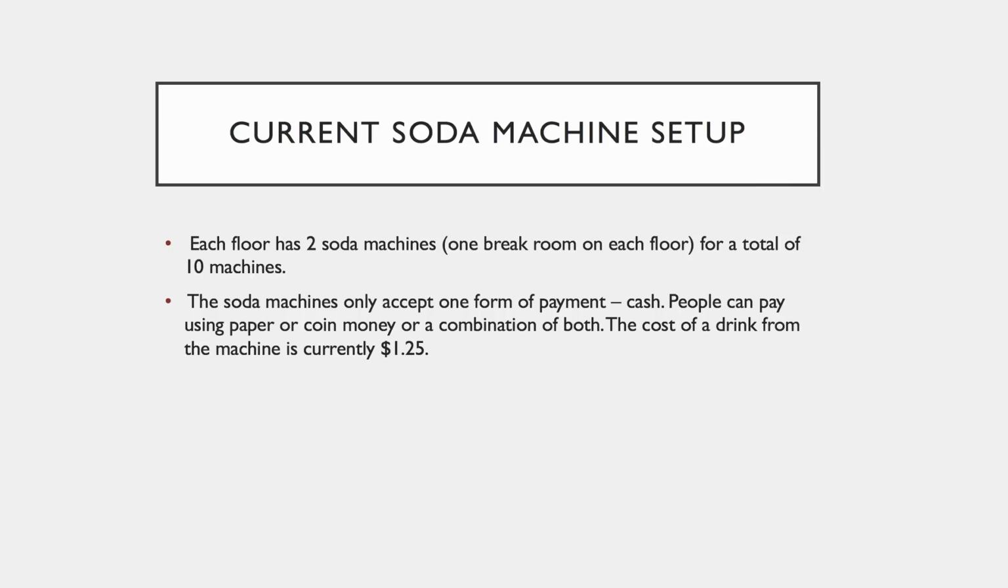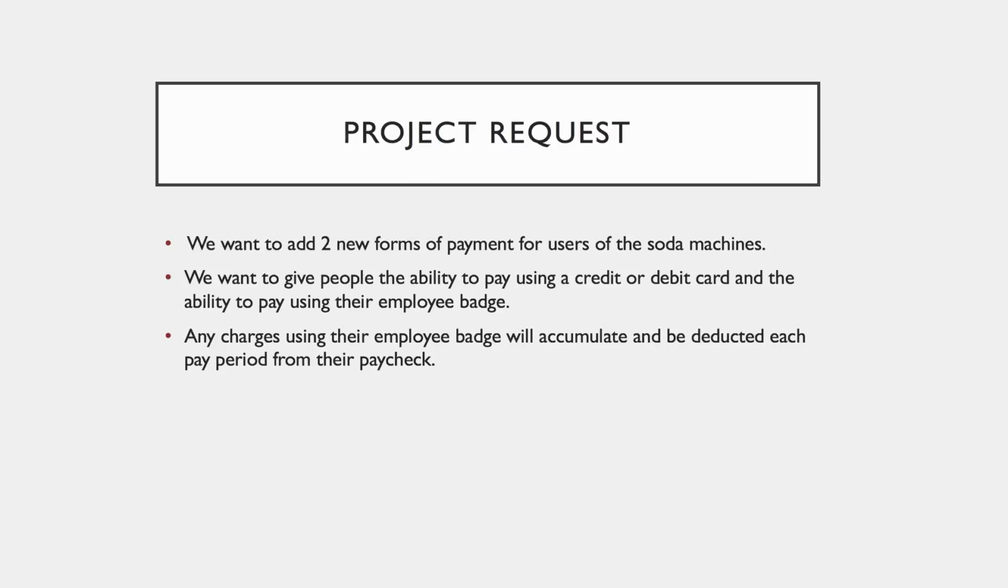Each floor has 2 soda machines. There's 1 break room on each floor, and then in each break room there's 2 soda machines. So that's a total of 10 machines. The soda machines only accept one format of payment, cash. People can pay using paper or coin money or a combination of both. The cost of a drink from the machine is currently $1.25.